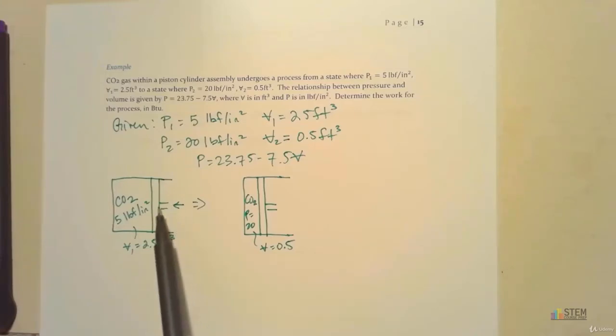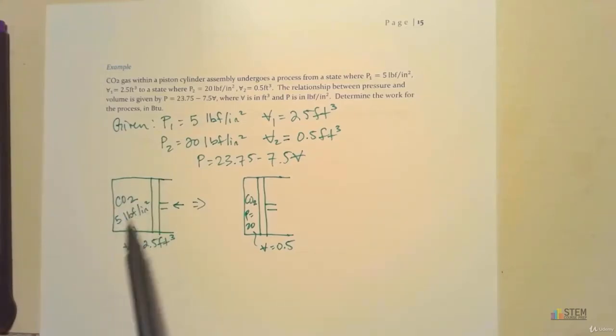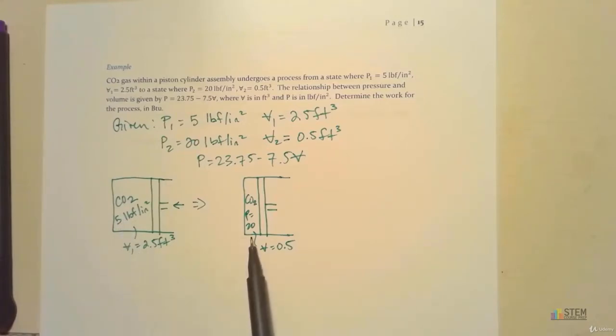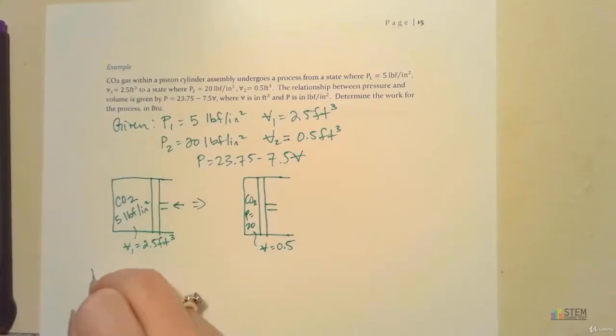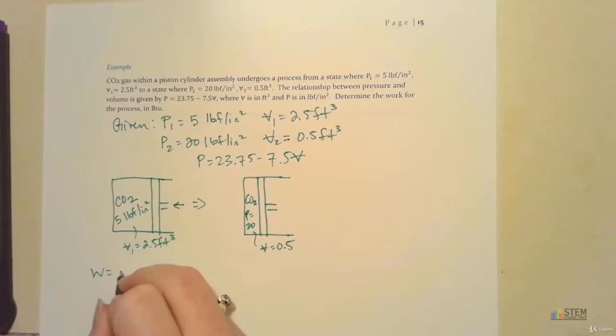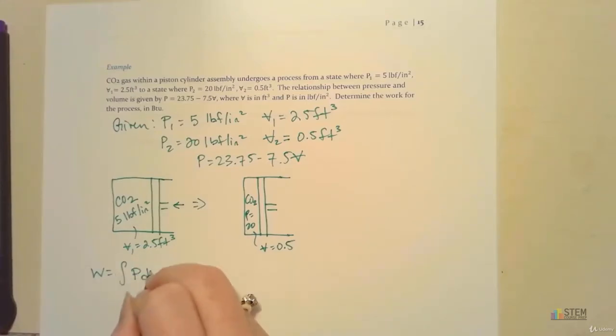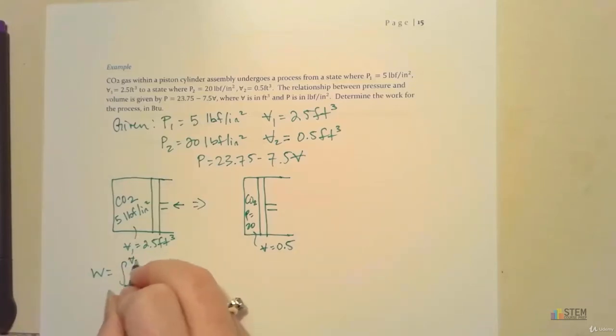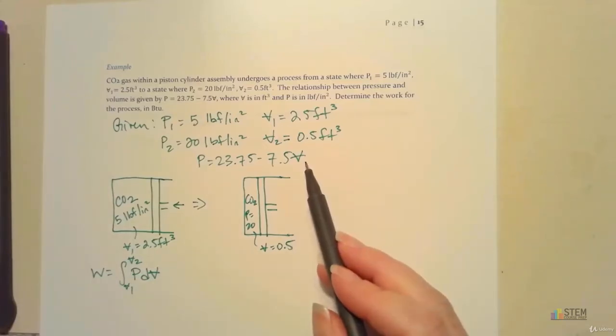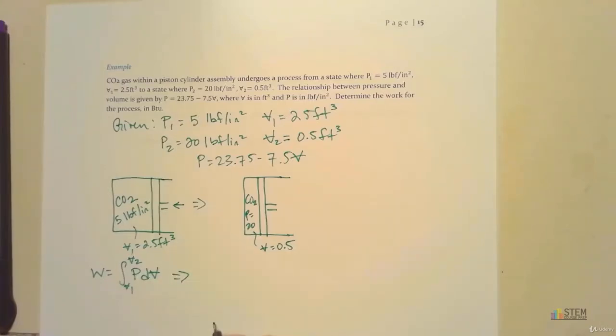So remember, if we reduce the volume, we're not changing the amount of matter we have, so that's going to increase our pressure, which you see that's what happened here. Pressure went up as volume went down. Okay, so let's write out our equation for work. So if you remember, work is going to be the integral of pressure times the change in volume, and our limits will be volume 1 and volume 2. Now we were given this expression for pressure. Notice it is a function of volume, so that'll be useful.